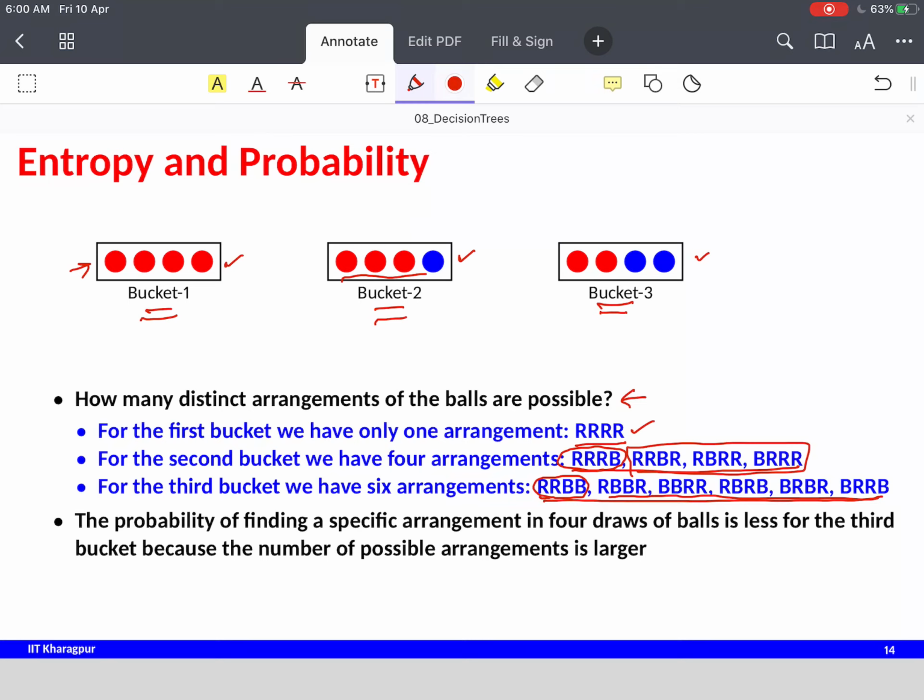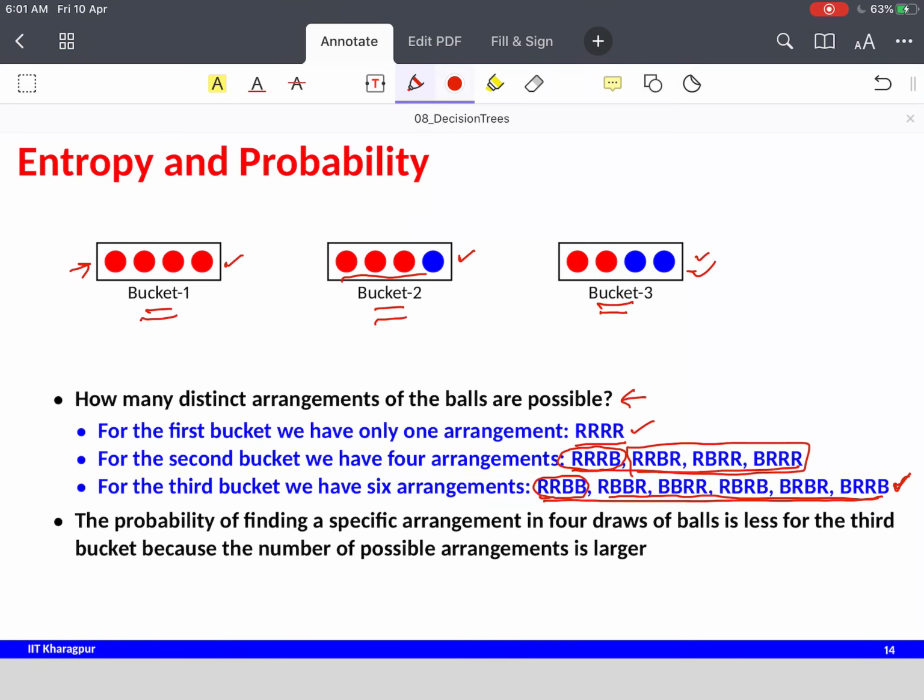So if I want to find out the same sequence as given in the bucket, then for the first bucket I will be able to reproduce it as it is, and it will be least likely in case of bucket 3. So what we can say is the disorder with respect to bucket 3 is more, and disorder about the balls in bucket 1 is less. The probability of finding a specific arrangement in four draws of balls is less for the third bucket because the number of possible arrangements is larger.